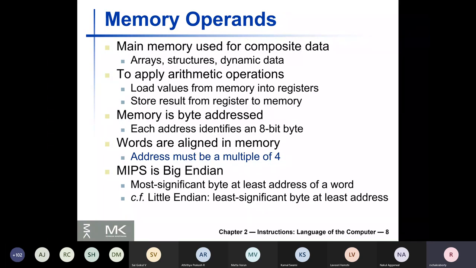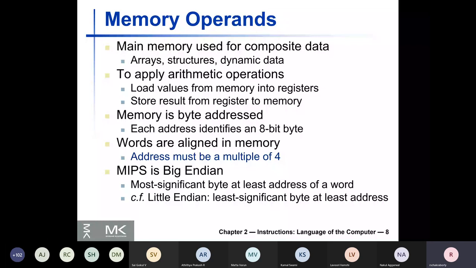Memory is byte addressable. This is also another feature. Although the word sizes are 4 bytes, that is 32 bits, each memory location individually is addressed as one individual byte. But the words are aligned in memory, so the addresses are always multiples of 4. So the addresses you will find are always 0, 4, 8, 12, 16, 20, etc.